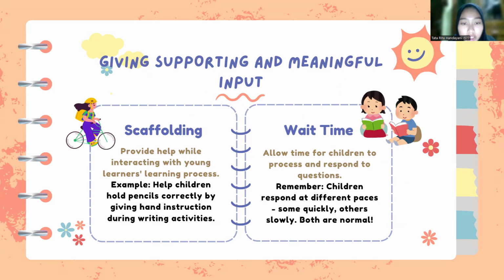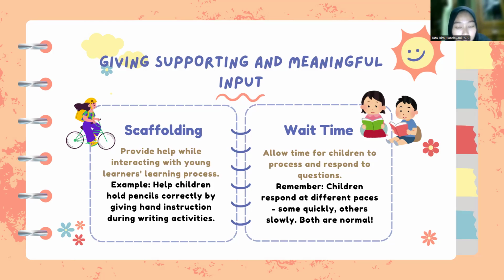Understanding interest is just the beginning. Young learners also need specific types of support to succeed. This support is essential for their learning progress and building confidence, especially in language learning. Let me introduce you to two fundamental support strategies. First, scaffolding is like providing temporary support while children develop their skills. Think of it like training wheels on a bicycle. You provide help while they're learning. You gradually remove it as they become independent.